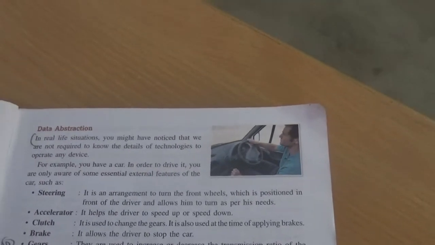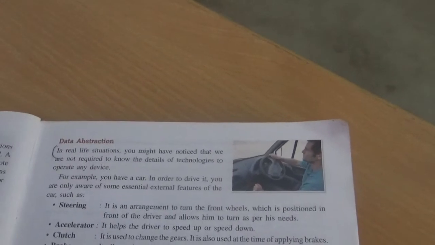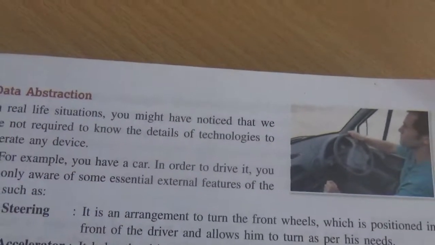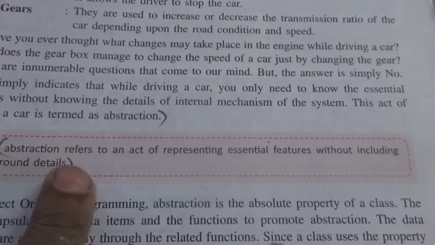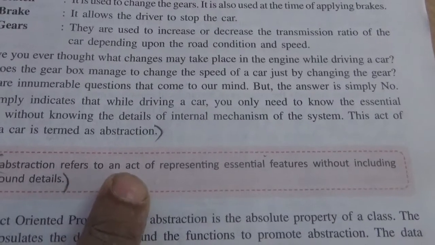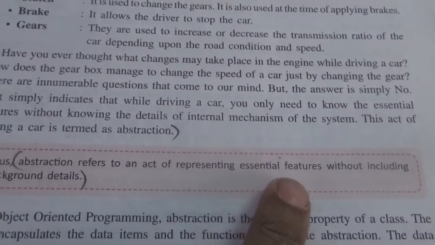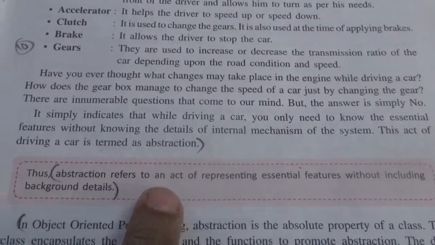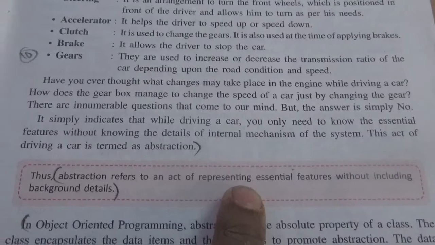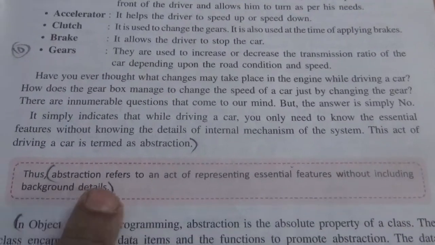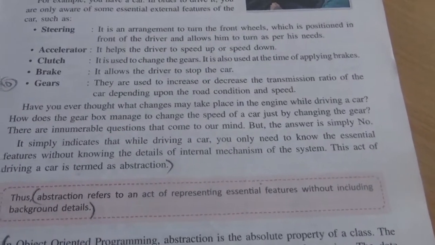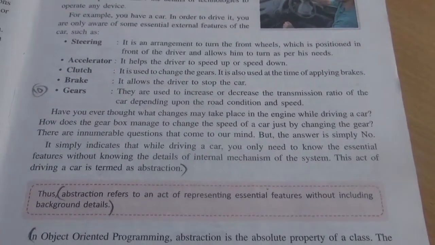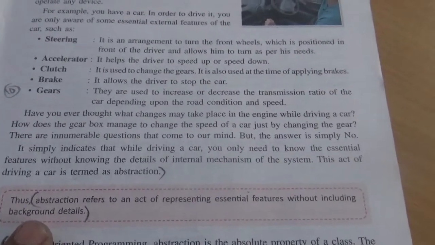We just buy the application and then we keep on using that application without knowing its background detail. So that is known as data abstraction. We can define data abstraction as an act of representing essential features without including its background detail. We are least bothered about what is happening in the background. We just buy something and use it without knowing its background detail.